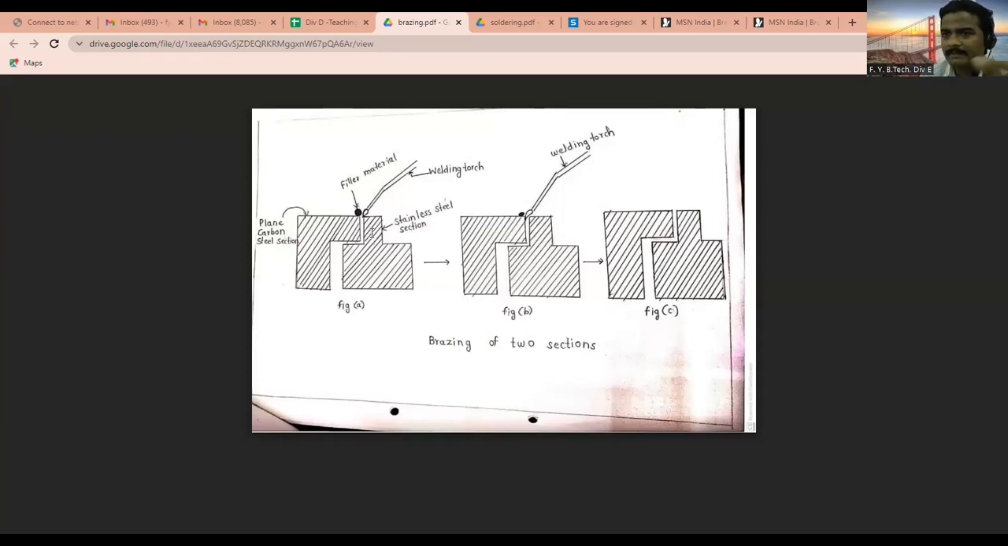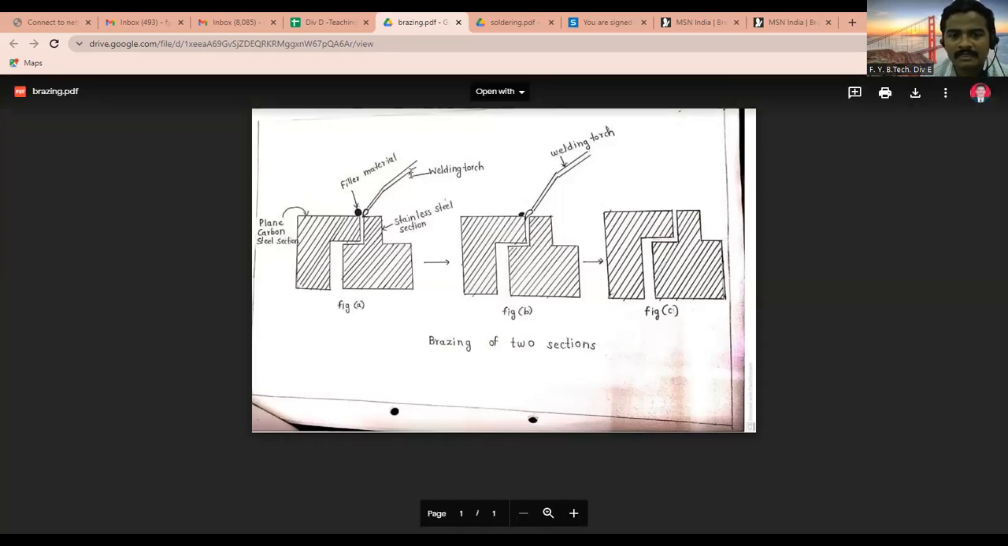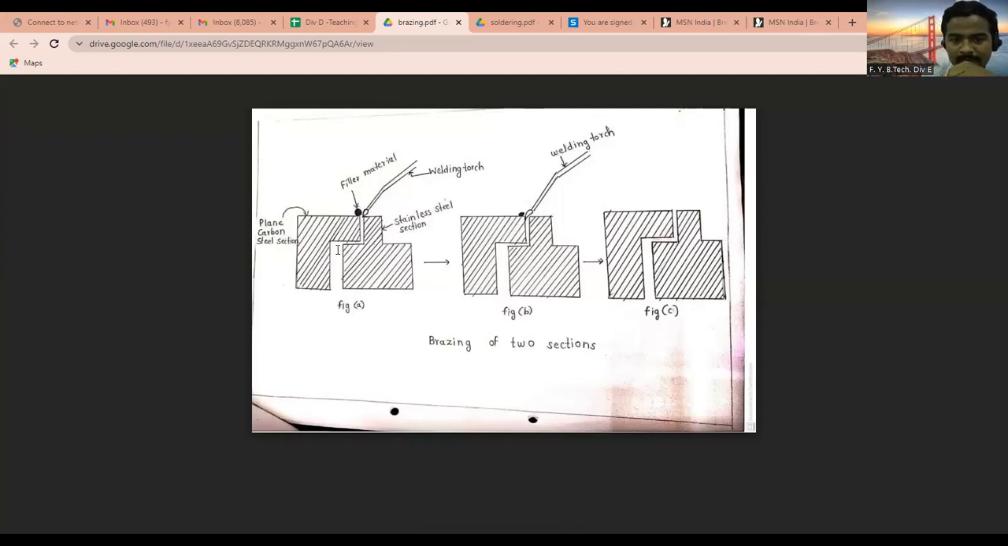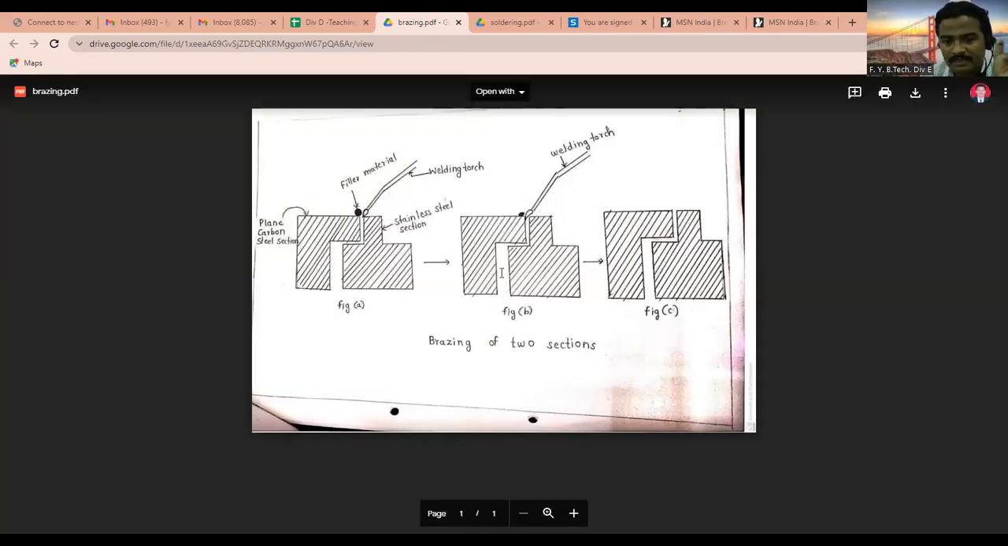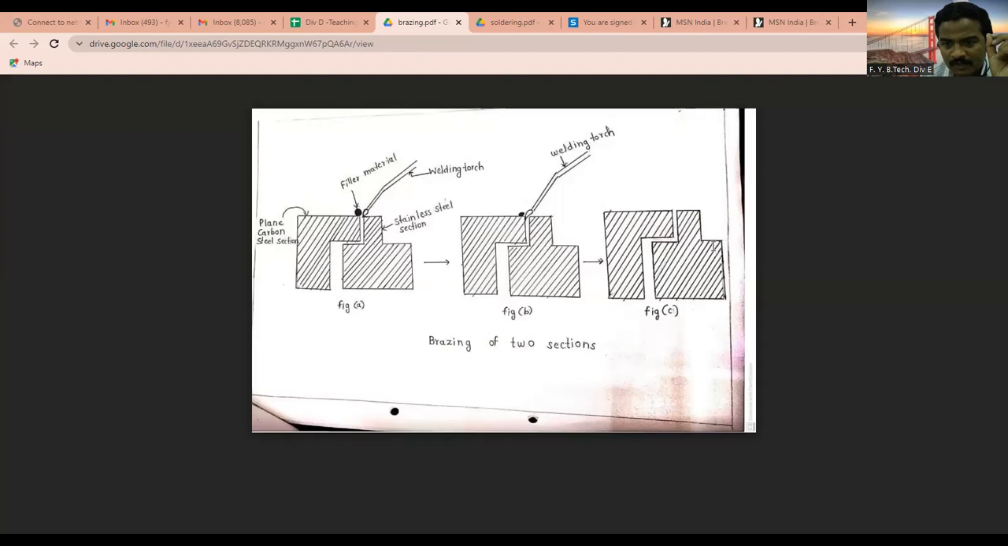You just create the flame. You bring that flame near to the metal pieces where the melting of metals as well as filler material will take place, and that molten metal flows in the gap by capillary action, and complete welding will be done. Okay, so you can see the steps followed for completing the brazing.